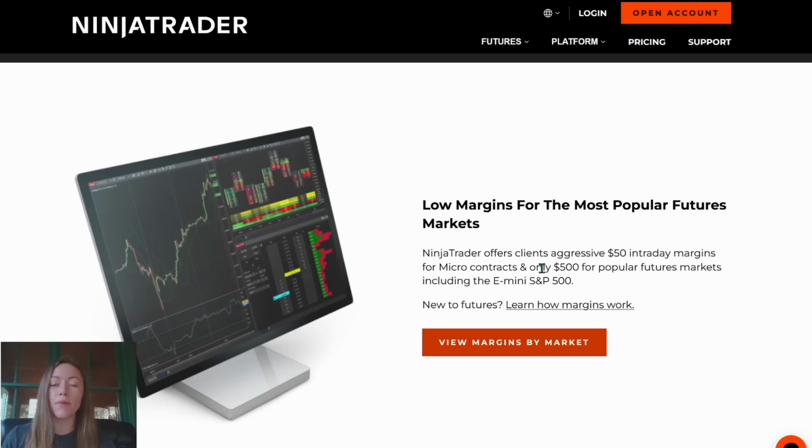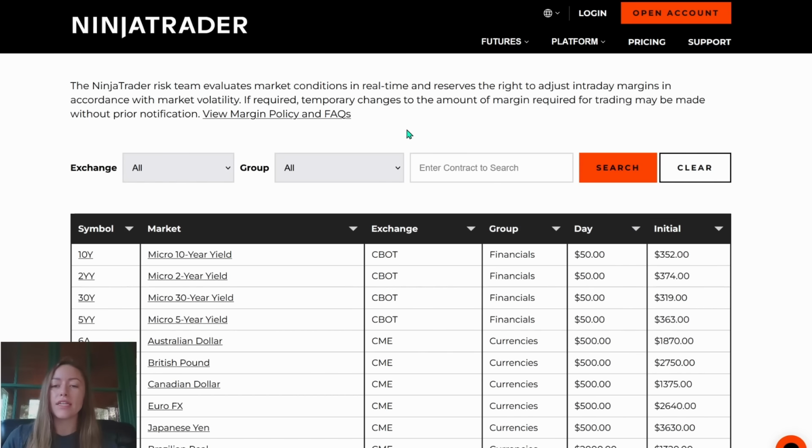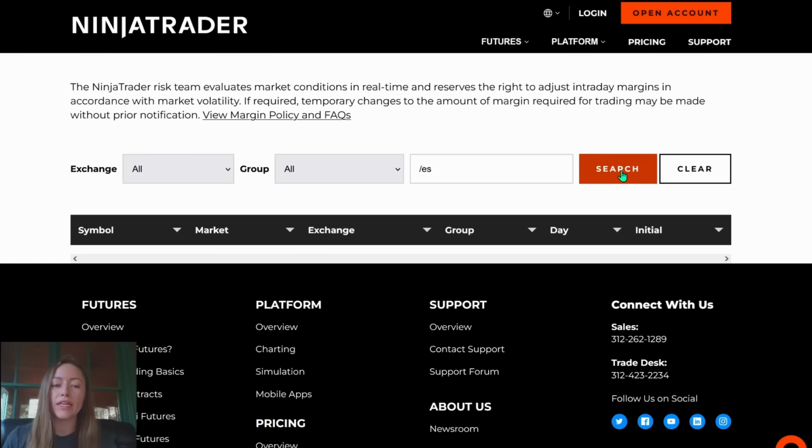Now, if you lose some money and get a margin call, obviously you don't want to have just $500 in there. You're going to need a cushion, but it is still very doable for that person who's used to trading a small $1,000 account. And as you can see here, we can just type in really quick to see what the margin requirements for ES are.